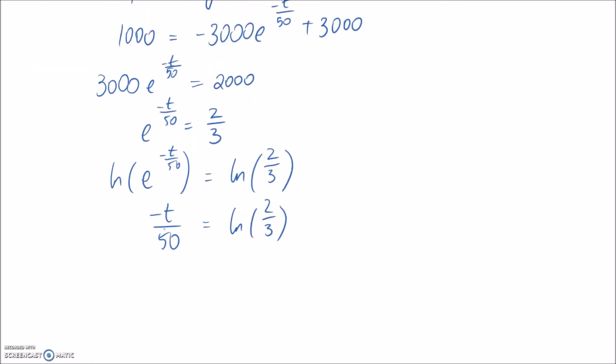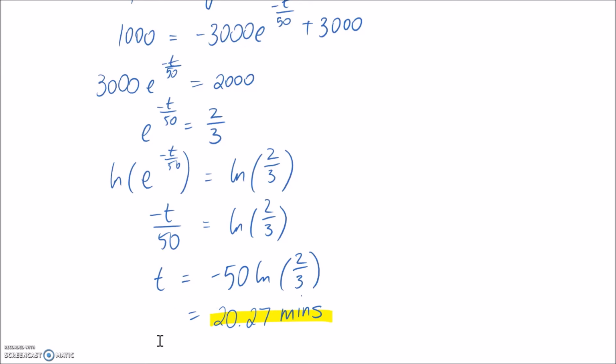What I might do next is if I multiply everything by negative 50, it should get rid of the negative in the 50 here. So t equals negative 50 multiplied by log 2 on 3. And if I type this into a calculator, I'll end up with my time. And this is approximately 20.27, and the units are in minutes, since that was what we were working with from the beginning. So that there is the answer to the question.